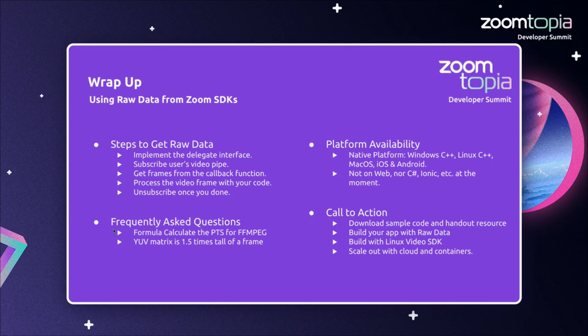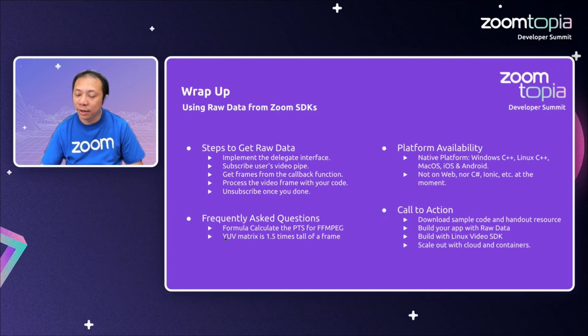There are a few interesting questions in the processing of raw data that are frequently asked. The first one is about how to calculate the PTS, especially in the case you use third-party components, for example FFmpeg, where you may need to calculate the PTS for encoding a video file. Today we introduced a formula for how to calculate the PTS. After the class, you can download the demo code to get the formula.